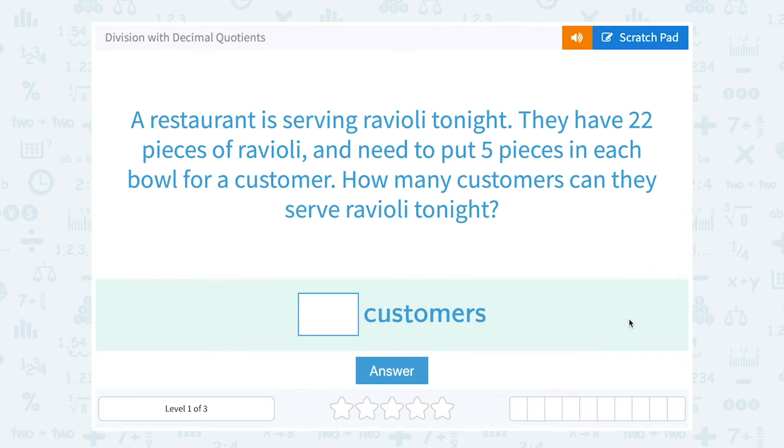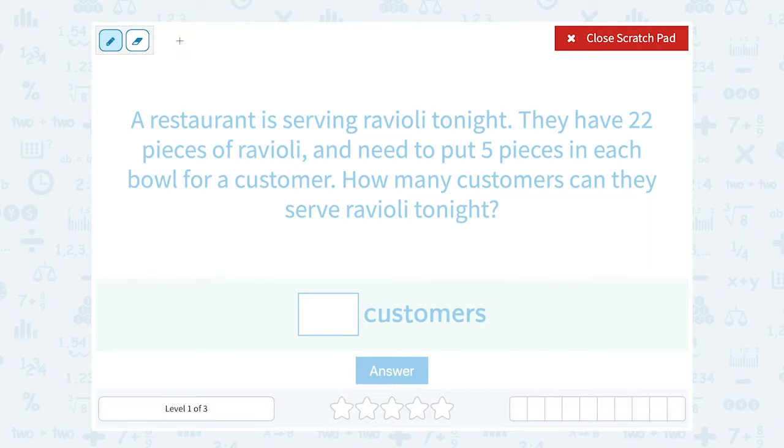Let's take a look at division with decimal quotients. A restaurant is serving ravioli tonight. They have 22 pieces of ravioli and need to put 5 pieces in each bowl for a customer. How many customers can they serve ravioli tonight?